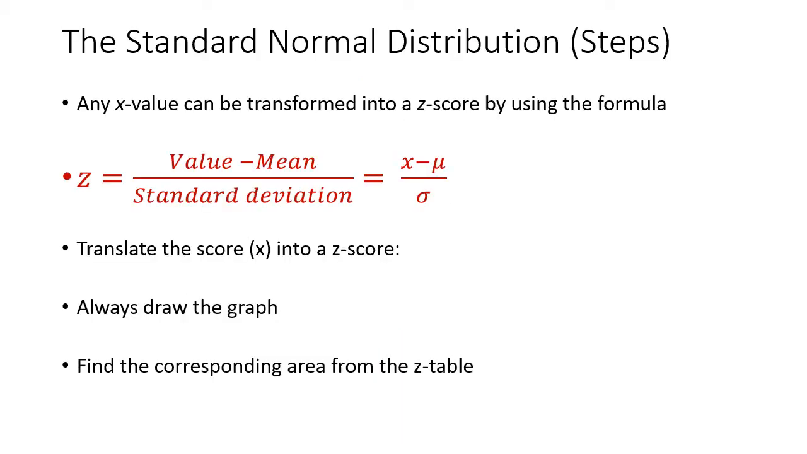When you are given x values, you need to transform those into z-scores, and the formula that you use is z equals the x value minus the mean, which is the mu, divided by the standard deviation. There are 3 steps that you need to remember. First step, translate the x scores into z-scores. Number 2, you draw the graph. Number 3, you find the corresponding area from the Z table.